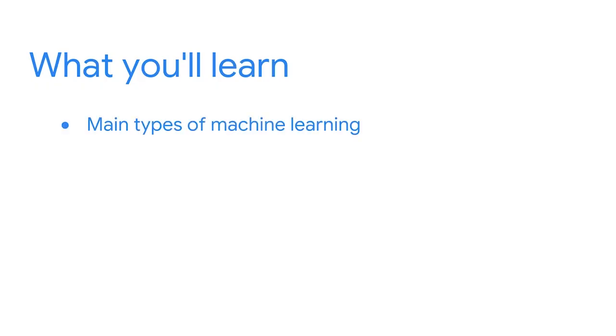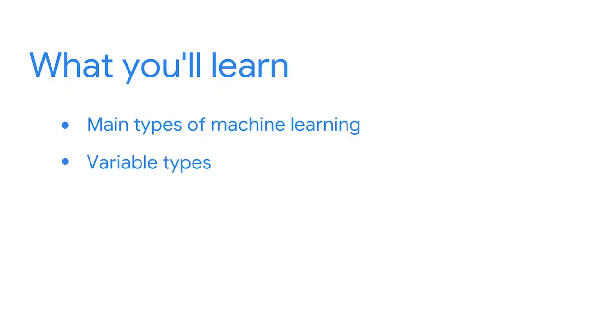Let's discuss some topics that we'll cover in this part of this course. First, we'll consider the main types of machine learning. Then, we'll review different variable types used for machine learning, like continuous, categorical, and discrete. It's essential to have an understanding of these concepts so you can build an appropriate model.